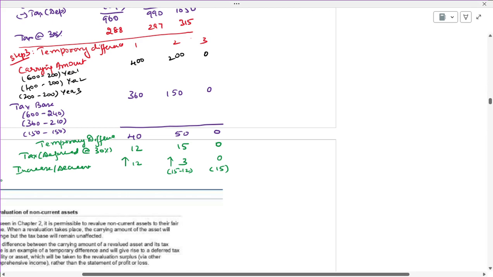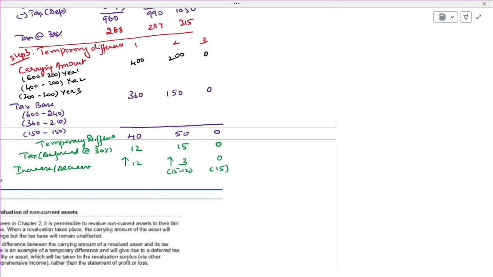The amount will increase to 12, so you will pay 12. Second year, what will happen? It is increasing by 15. You have paid 12, now you have to pay 3, the difference. On the temporary difference you will pay. By the time you reach year 3, the life being 3 years, you will not pay anything.